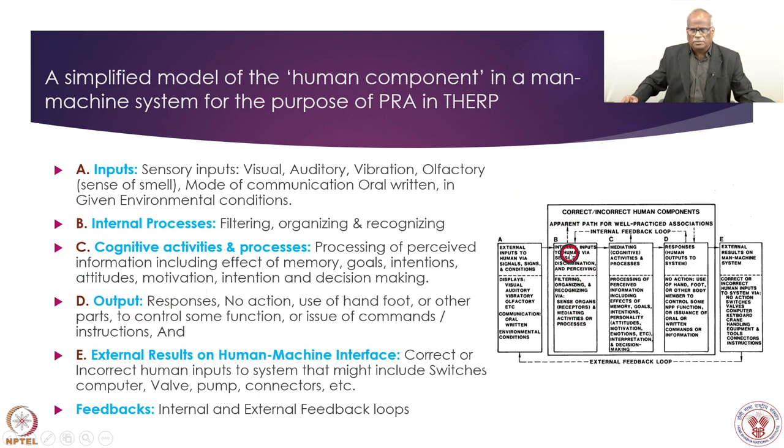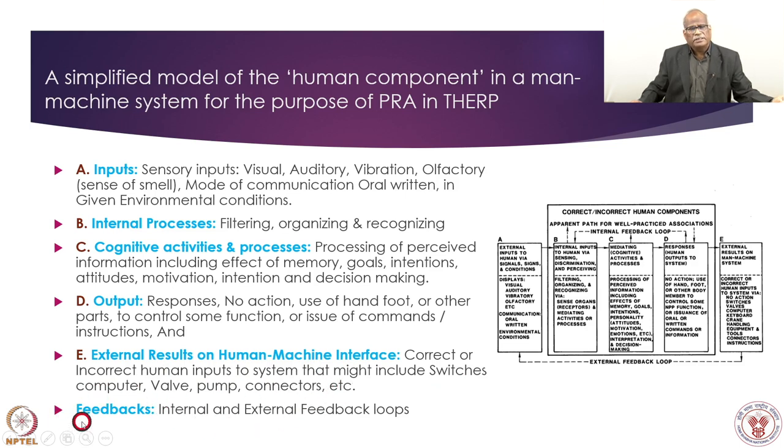This has got a rapport with this one also. Then C is cognitive activities, the task processing, and perceived information, and developing a perception of what is to be done, and what decision making has to be. And then finally, there is an output response. It could be no action, use of hand input, other parts, control, some functions on the console or something, or a command, passing on some command. So this is captured in block D over here. And then the final external results, human machine interface, correct or incorrect human input to the system. So what we have reflected onto the system, whether it is opening of a valve, closing of a valve, taking some readings, that will be affected.